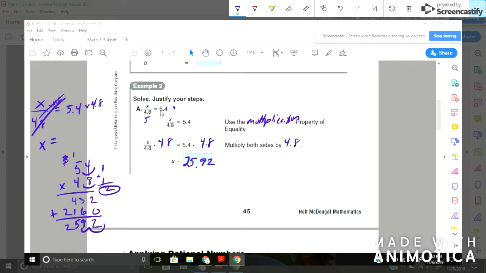If I were to round these two numbers, this would round to 5, and this would round to 5, and this would round to roughly, well, I could round it to 25. Is 25 divided by 5 equal to 5? Yeah, it is. So my answer is definitely reasonable there.